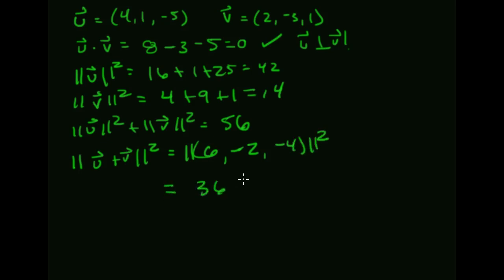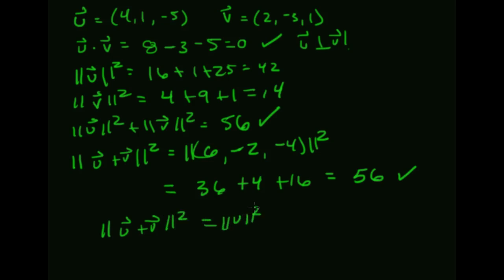So it's going to be 36 plus 4 plus 16, which is, lo and behold, 56. These are equal. So the magnitude of u plus v squared is equal to the magnitude of u squared plus the magnitude of v squared, which is the Pythagorean theorem holding for these two vectors in R3 under the standard inner product. All right, so let's move on to number 5.